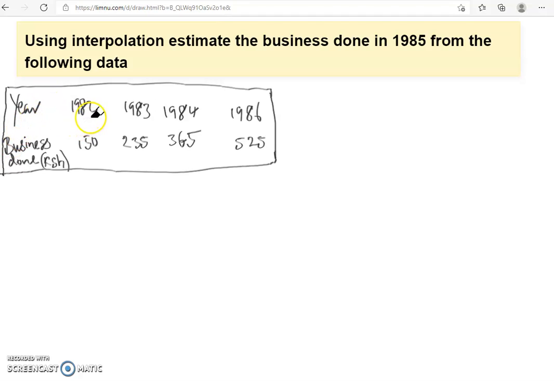So the years are 1982, 1983, 1984 up to 1986. We've got business done in 1982 to have made about 150 Kenyan shillings. In 1983, the business done was 235 Kenyan shillings. In 1984, 365 Kenyan shillings, and in 1986, 525 Kenyan shillings. But we are to estimate the business done in 1985, which is not in the table. So let us see what we are going to do in this question. So let's start with the solution.